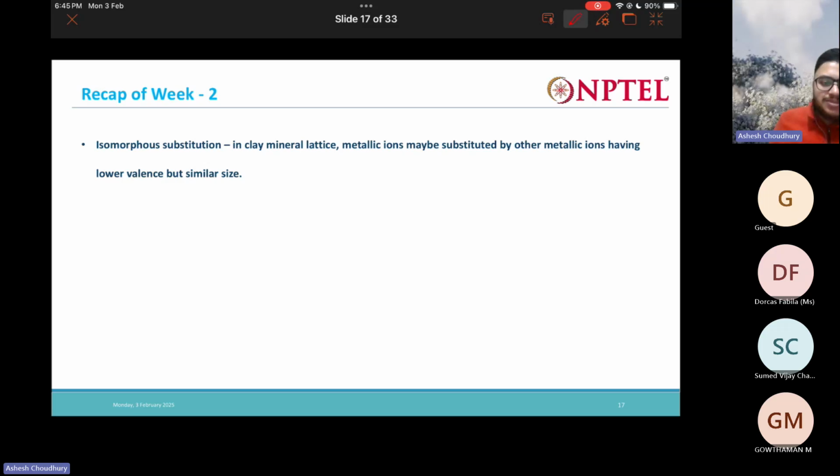Then what is isomorphous substitution? In a clay mineral lattice, metallic ions may be substituted by other metallic ions having lower valence but similar size. That is known as isomorphous substitution. So, in a clay mineral, say we have a silicon ion in it, and it gets replaced by another ion of the same physical size, but the valence might vary, it can be 2 minus or 1 plus. The size is the same, so that is known as isomorphous substitution.